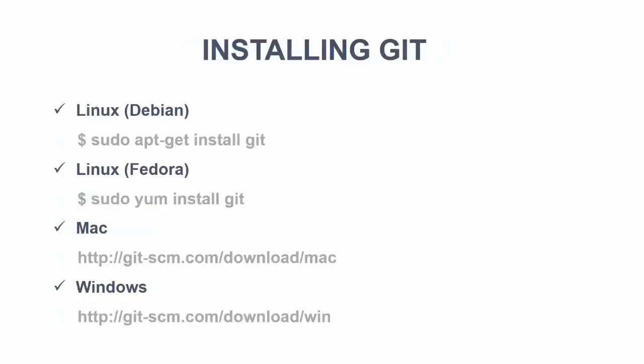Installing Git is pretty easy no matter what system you're using. If you're using Linux, it's a simple package command. For Debian, use apt-get. For Fedora, use yum. And if you're on a Mac, you can go to this URL right here, git-scm, and you can download Git. I believe you can also use Homebrew or some package manager like that.